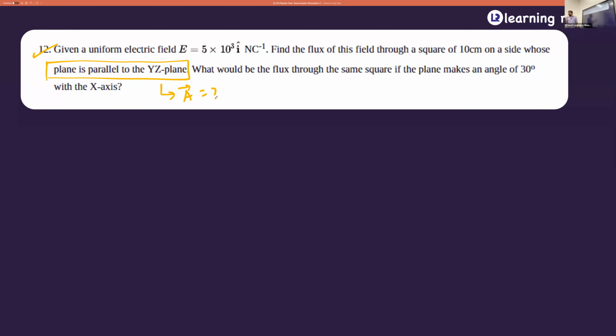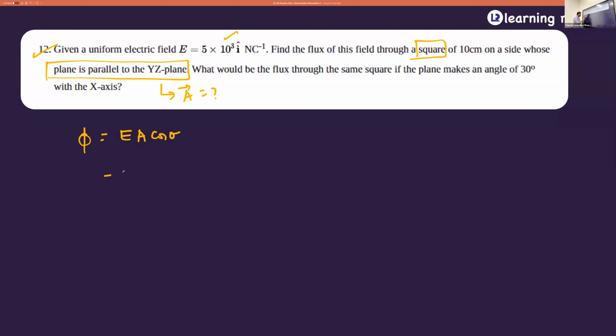X-axis. So in this case, if I put a question saying whether it is positive x-axis or negative x-axis, what will you say? It can be in either of the directions because it is a square. But since they gave the electric field to be in the positive direction, it is advisable you take the area vector also in the positive direction. So what is going to be the flux in this case? So flux will be equal to E vector into A vector into cos theta.